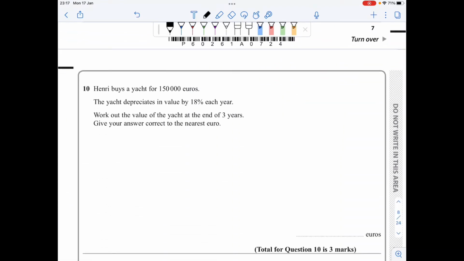In question 10, I have a depreciation of 18%. This means that I have a multiplying factor of 82/100, or 0.82. So to find the value after 3 years, I'm going to take the original value and multiply it by the multiplying factor to the power of 3. This will give me a value of 82,705 euros.